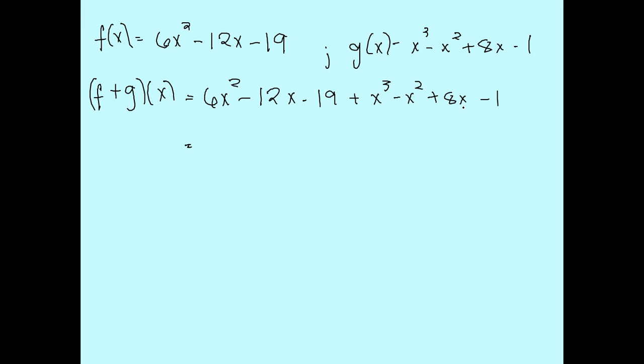Okay? Kasi kailangan sa final answer, naka-descending order po. So, si x cube po, wala po siyang kapareho. So, ang gagawin lang po natin is we're going to bring down x cube. Kasunod ni 3, of course, that will be the squared. So, we have 6x squared and then negative x squared.